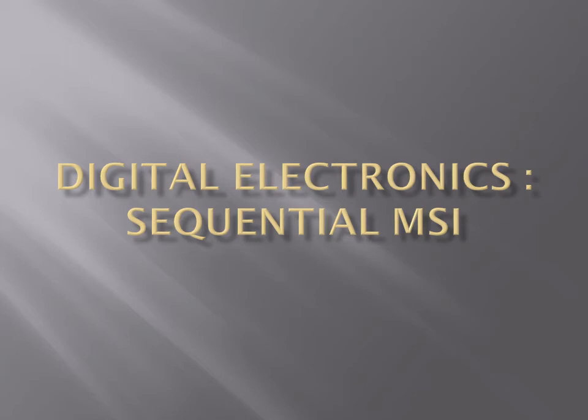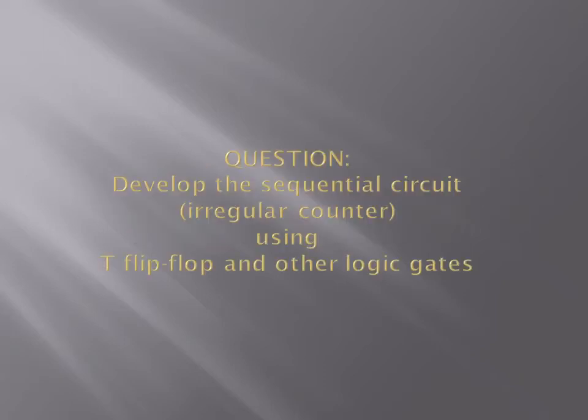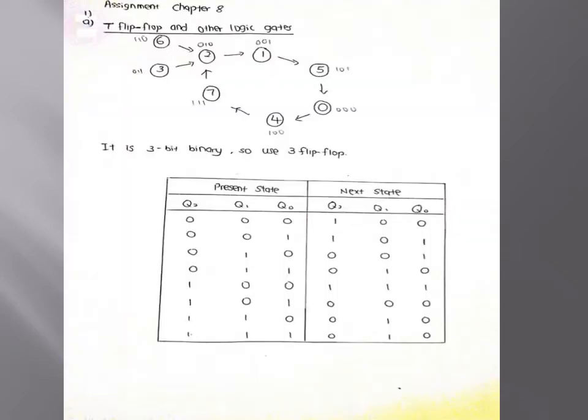Hello everyone, so now I'm going to explain the question for sequential MSI. The question is, develop the sequential circuit irregular counter using T flip-flop and other logic gates.